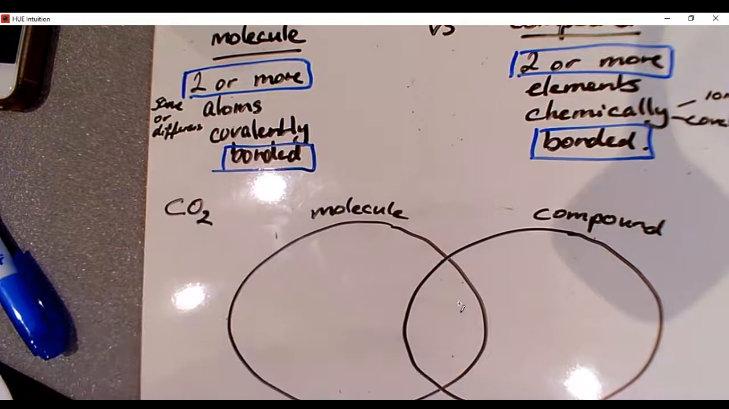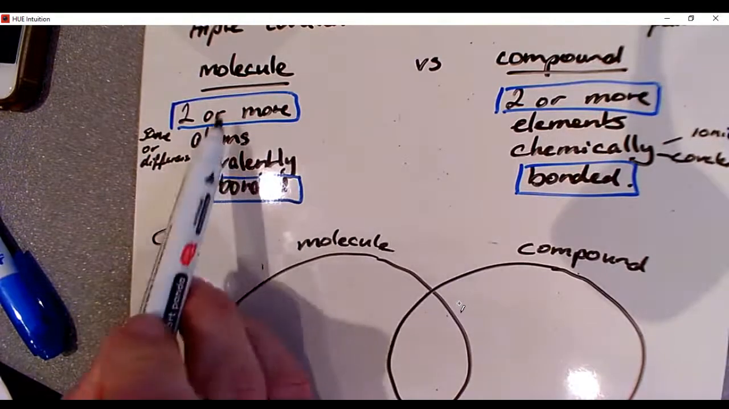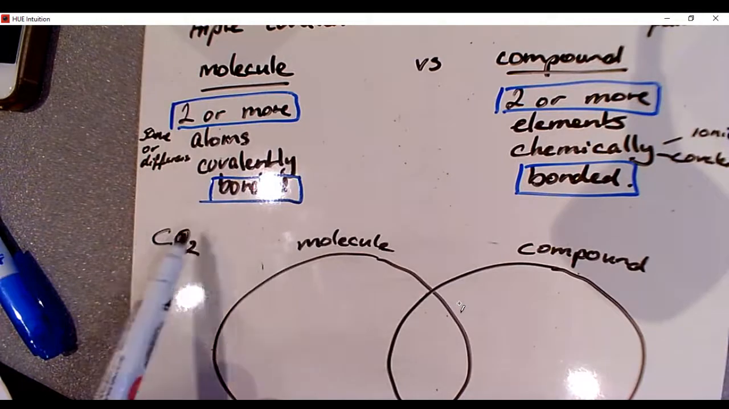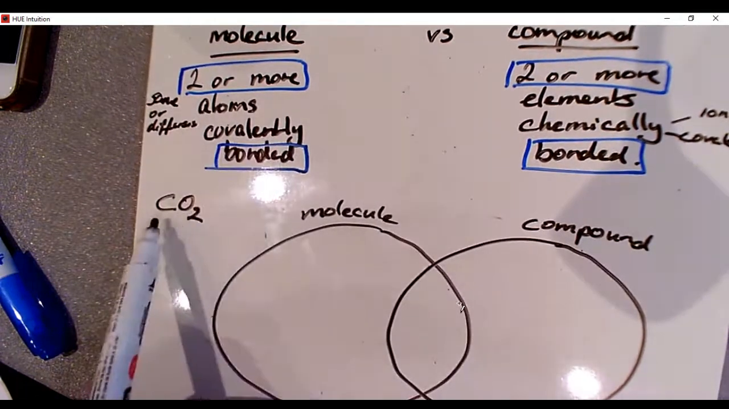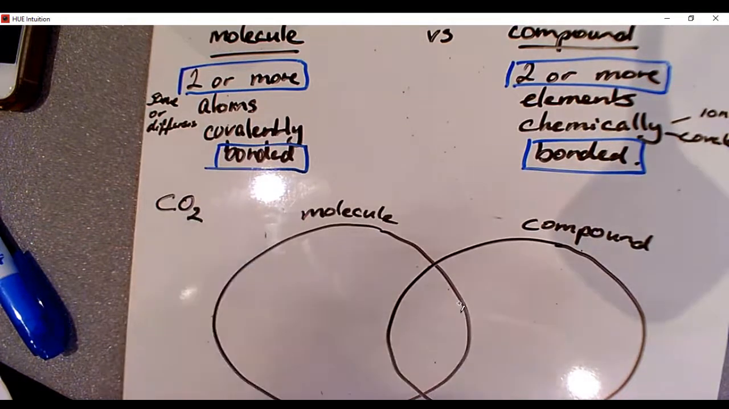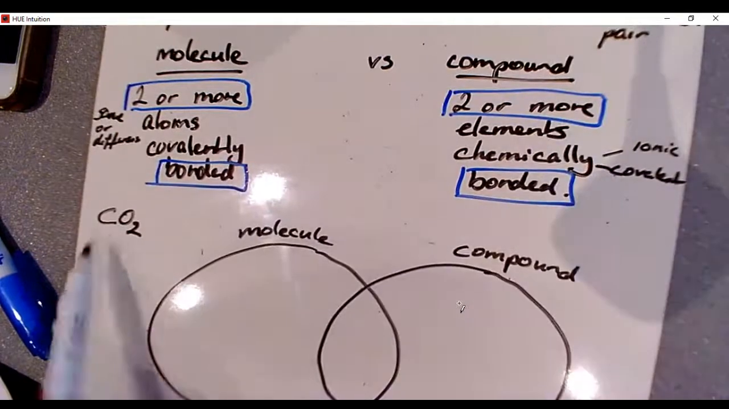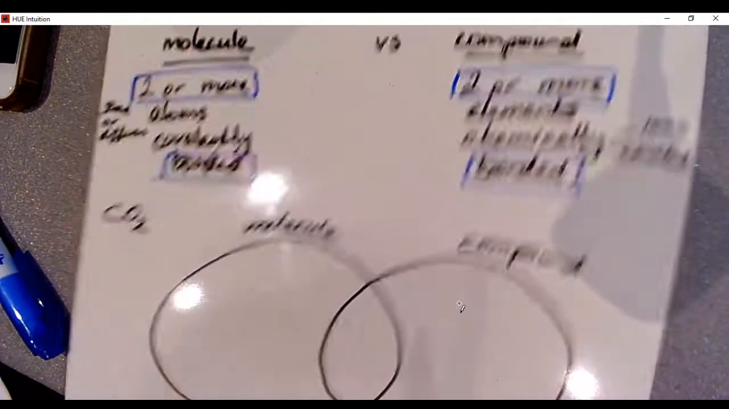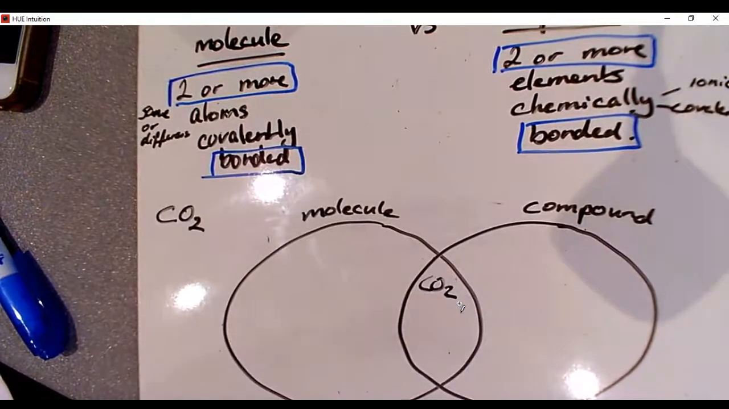CO2. Now, is it a molecule, from what you've seen? It consists of two or more atoms, 3 in total. They are covalently bonded because they're non-metals. So it's definitely a molecule. Is it a compound? Does it contain 2 or more elements chemically bonded? Yes, it has carbon and oxygen. So it goes in the middle here. It's both of them.